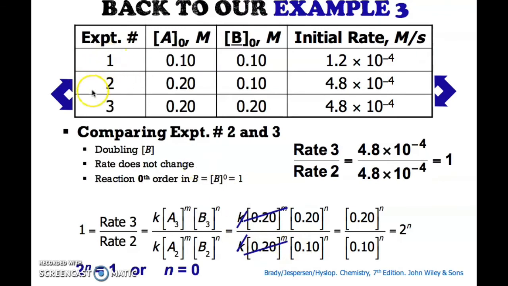You compare experiments 2 and 3. Look at this, the concentration of A is the same, 0.2, and the difference is the concentration of B. So you can find the exponent n. You divide rate 3 by rate 2 for the initial rate, and you get 1 here. And you can find that n is equal to 0.